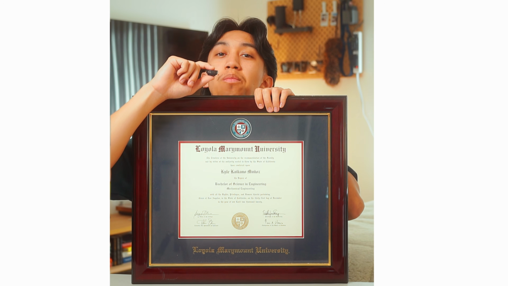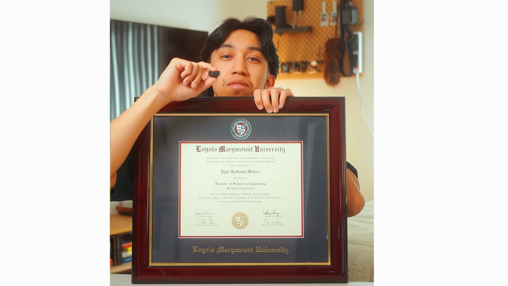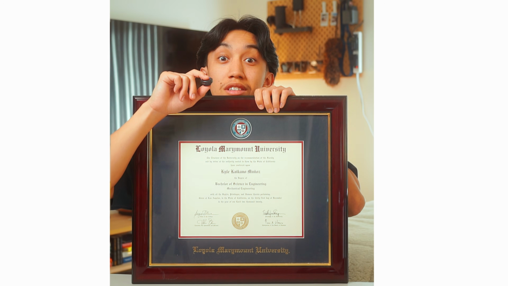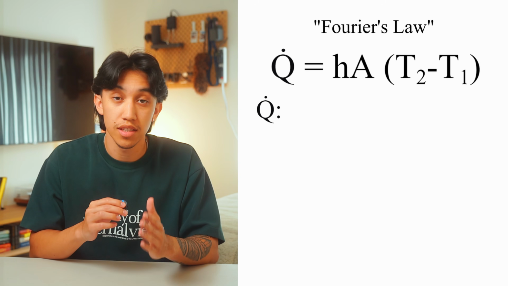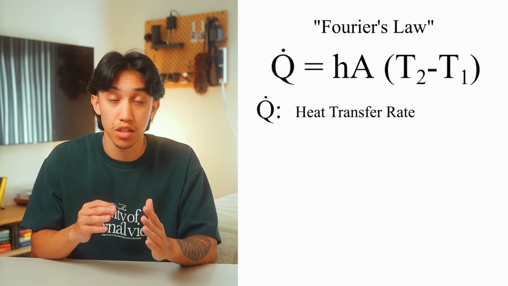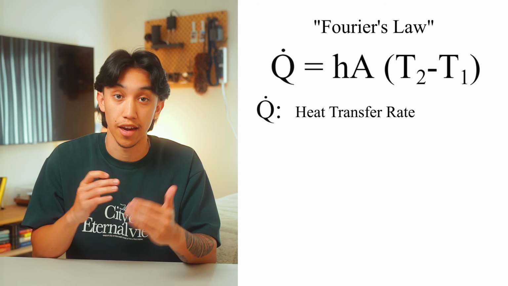If it's not obvious enough why this is an issue, let's take a look at my heat transfer equation that I learned in my university thermodynamics class. And if you need credentials, here's my bachelor's of science in mechanical engineering. So I didn't just Google this stuff. So we have Q dot equals HA(T2 minus T1). Q dot is the heat transfer rate. So how much heat transfer is happening between the heatsink fins and the air flowing through them.